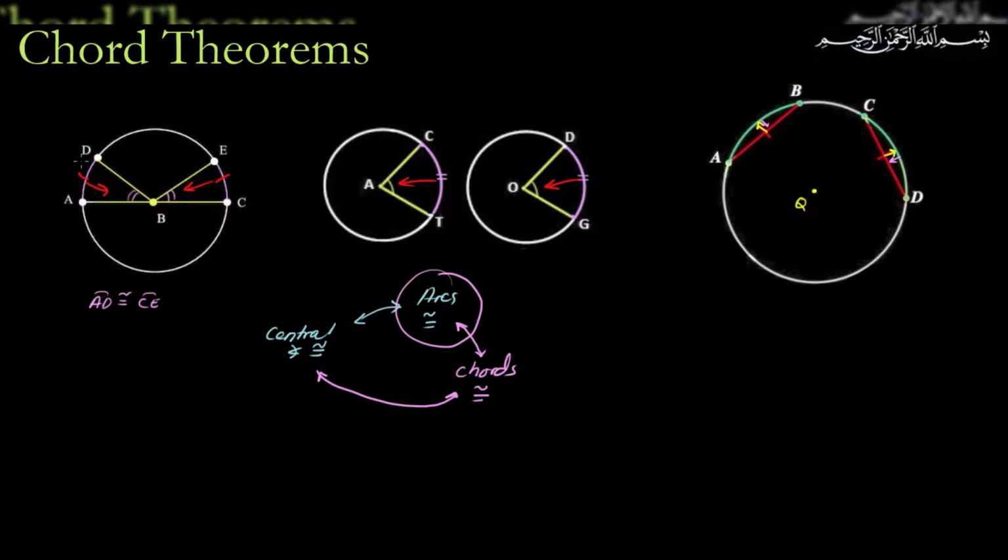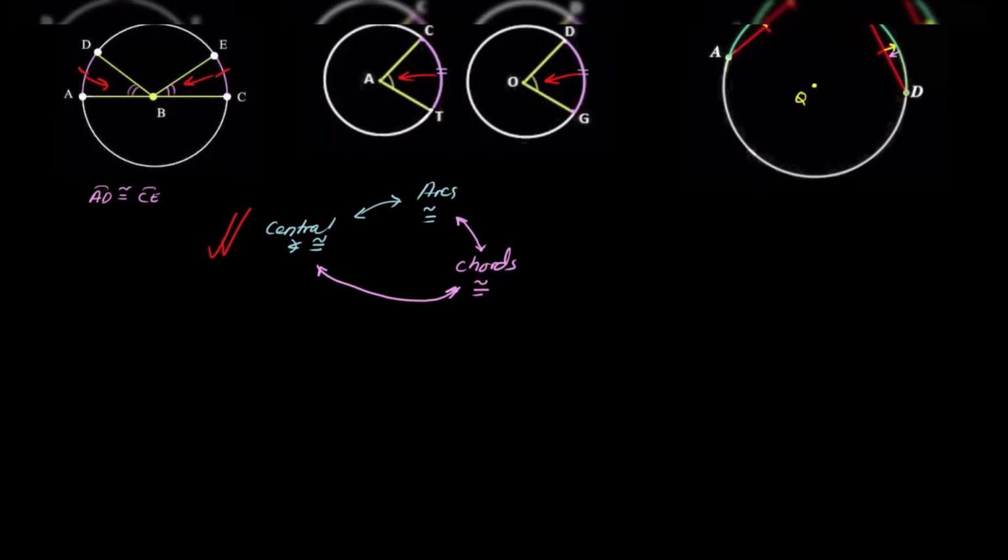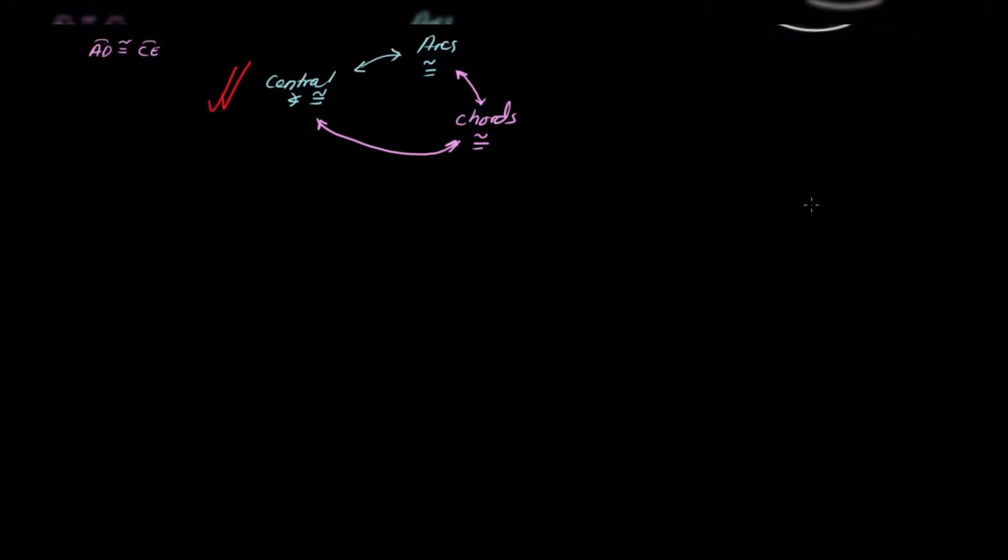And as you can extrapolate from that, if two chords are congruent in the same circle or of congruent circles, then their central angles will be congruent, the corresponding central angles. So this is a very, very important concept here to remember. This is like 6 theorems in one. The next thing that we should learn is as follows.